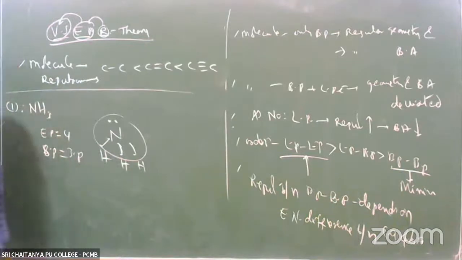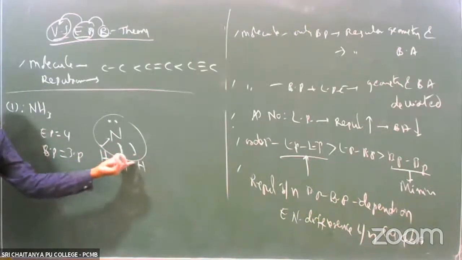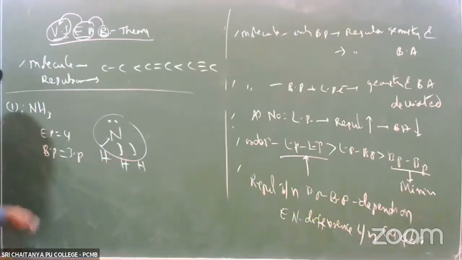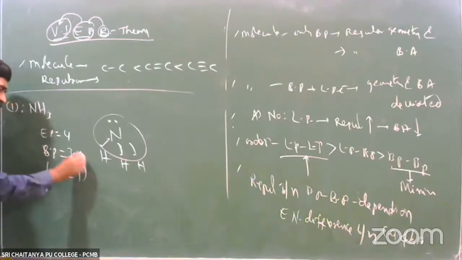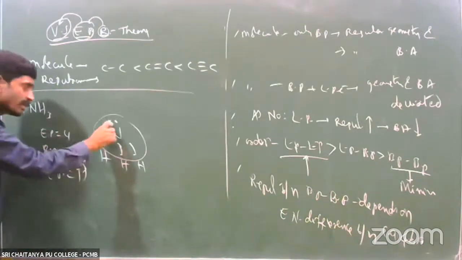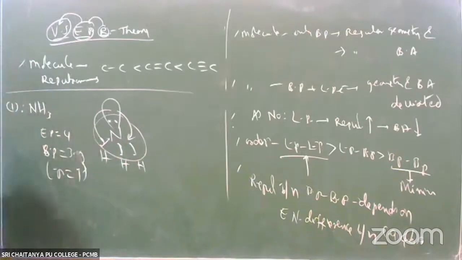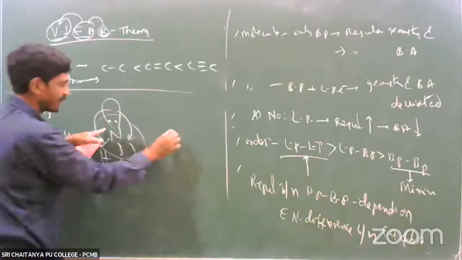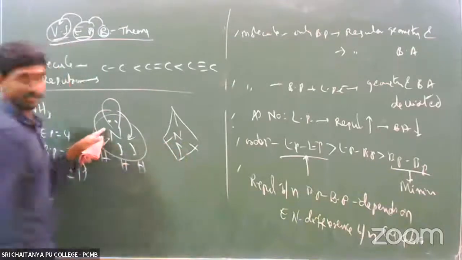Among the four electron pairs, all four are not possible in bond formation. Only three electron pairs form three covalent bonds with three hydrogen atoms. So bond pairs are 3 and lone pairs are 1, total electron pairs 3 plus 1, 4. Right? Because of this lone pair, it causes repulsions on the bond pairs. Otherwise, it would be arranged like this, which would give the tetrahedral geometry of the molecule.